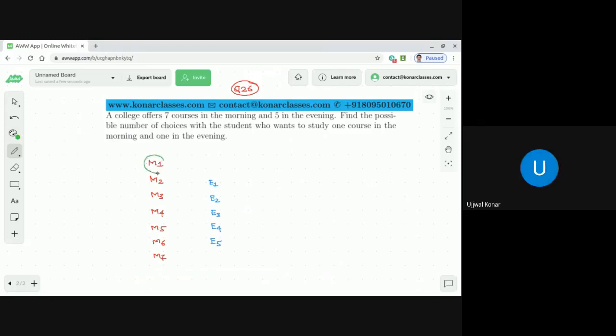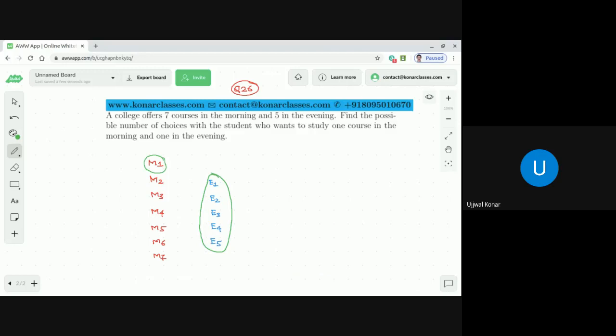Now, for this M1 in the morning, I can choose any one of these evening courses. I can take the combination M1 E1, M1 E2, M1 E3, M1 E4, M1 E5. Yes, as someone of you might say, oh, I chose a combination. Okay, no problem. You take E1 M1, E2 M1, E3 M1, E4 M1, E5 M1. Both are the same. I'm not incrementing because of that.